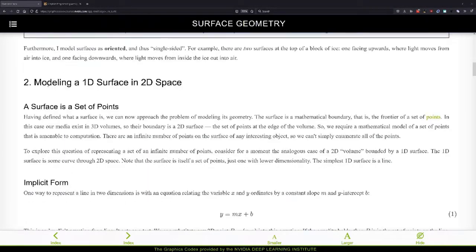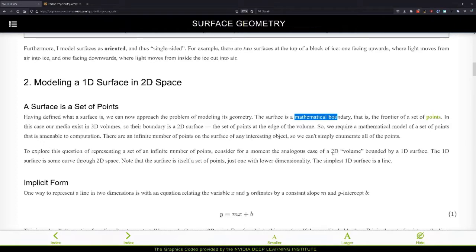Okay, so modeling a 1D surface in 2D space. A surface is a mathematical boundary, the frontier of a set of points. Media exist in 3D volumes, so the boundary is a 2D surface, a set of points at the edge of the volume. So we need a mathematical model that is amenable to computation. There's an infinite number of points on the surface of an interesting object, so we can't simply enumerate them all.